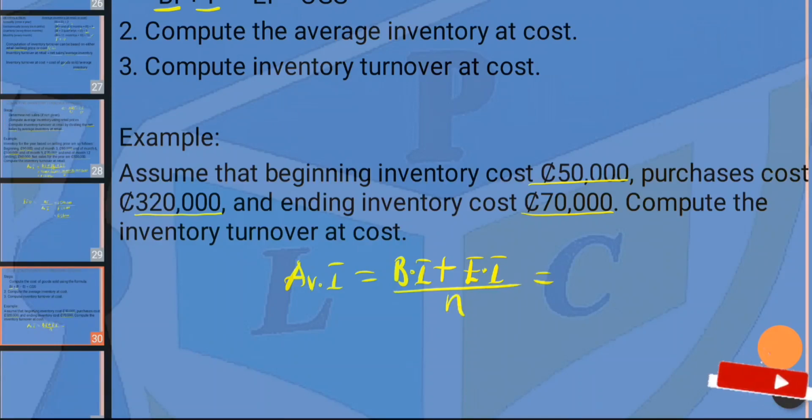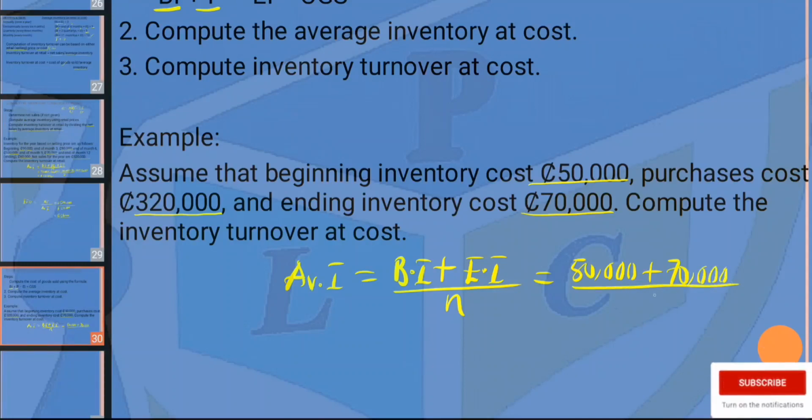And let's do the calculation. So your average inventory here is going to be, your beginning inventory was 50,000, plus your ending inventory was 70,000, and then divided by how many numbers do you have here? 2 numbers. So it's going to be 2. So our average inventory is going to be 60,000.